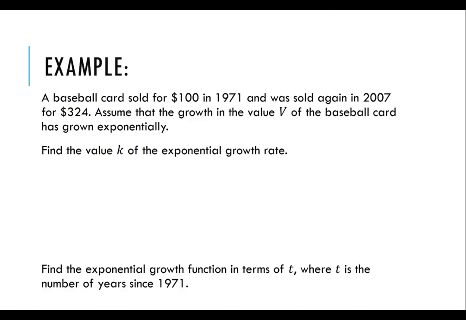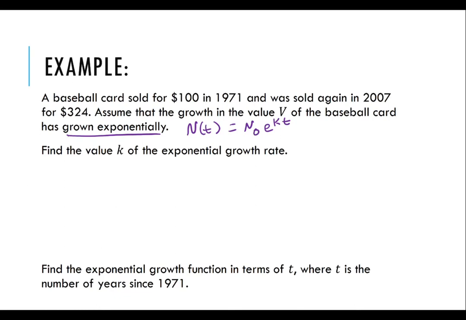A baseball card sold for $100 in 1971 and was sold again in 2007 for $324. Assume that the growth in the value V of the baseball card has grown exponentially. We see exponential growth. So my first thought is to just write our equation down. That is, n of t is equal to n sub naught times e to the kt. So exponential growth just means this in general. But now I'm going to adjust it for our situation.